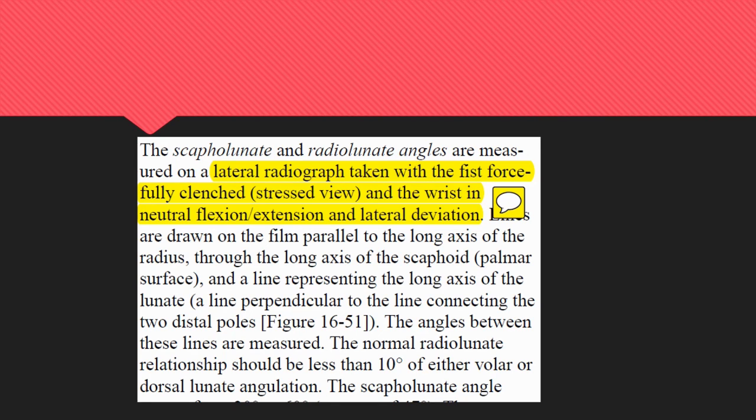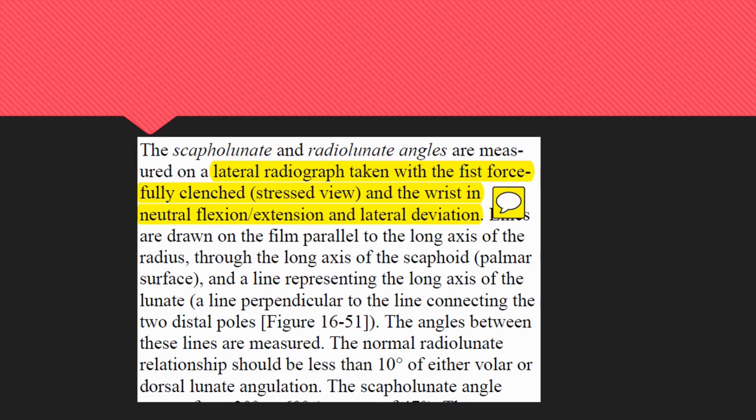The normal radiolunate relationship should be less than 10 degrees of either volar or dorsal lunate angulation. So if you think about it, if the wrist was uninjured and the lunate was in exact perfect alignment with the long axis of the radius, then there would be a 0 degree radiolunate angle. Well, the AMA guides allow for either 10 degrees of volar or dorsal lunate angulation.